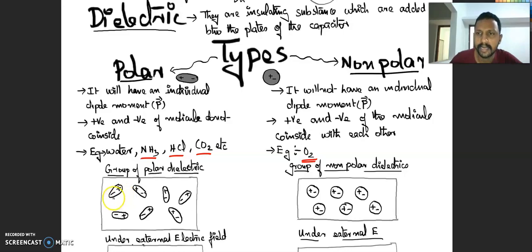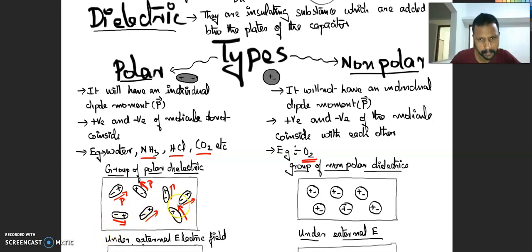Can you recall the direction of the dipole moment? The direction of dipole moment was from negative to positive charge. As you have learned in the first chapter, dipole moment is a vector quantity and it is directed from negative to positive charge. Therefore, this dipole will have a dipole moment like this. This dipole will have a dipole moment from negative to positive like this. Each individual molecule has an individual dipole moment and they are in a random manner.